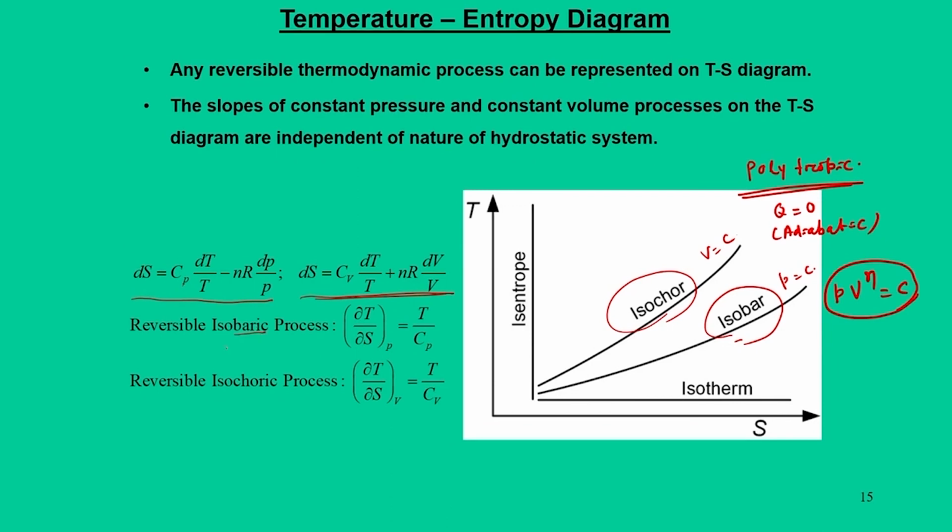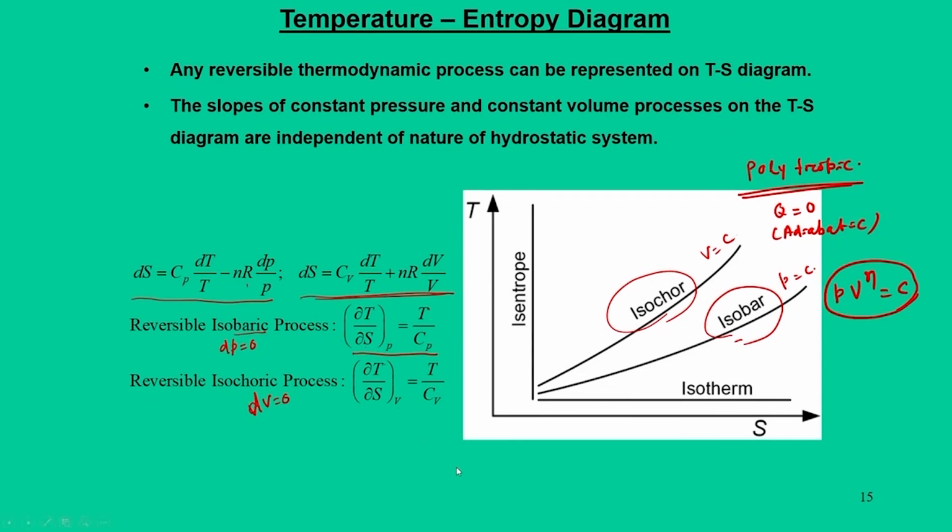isobaric process we say dP is equal to 0. So, this particular expression now becomes dT by dS at constant pressure is T by Cp, and similarly for an isochoric process when dV is equal to 0, dT by dS at constant volume is T by Cv.